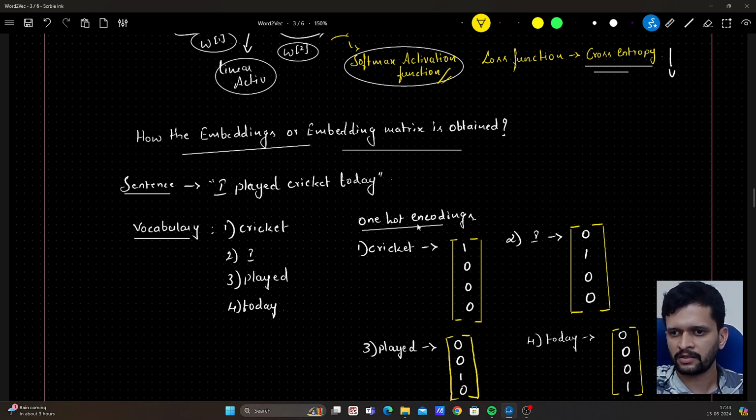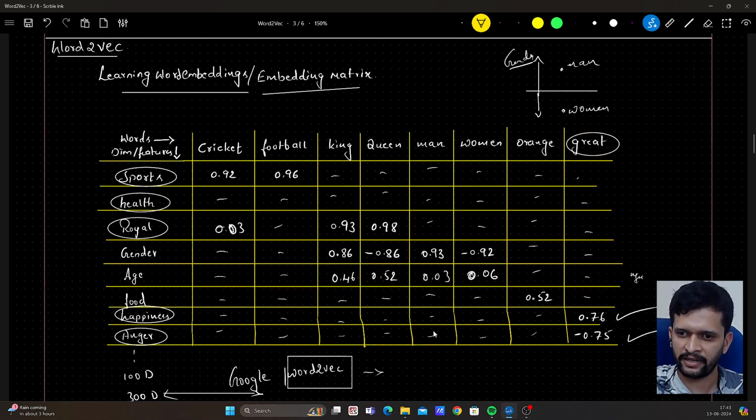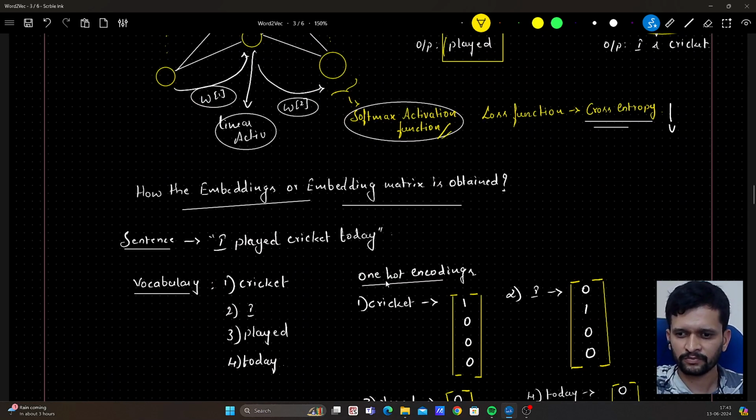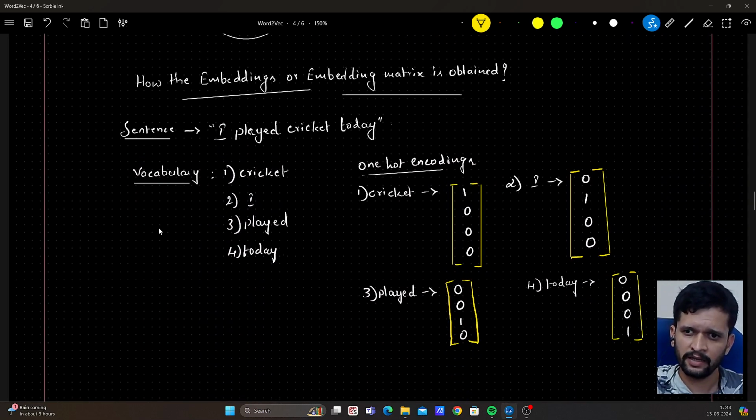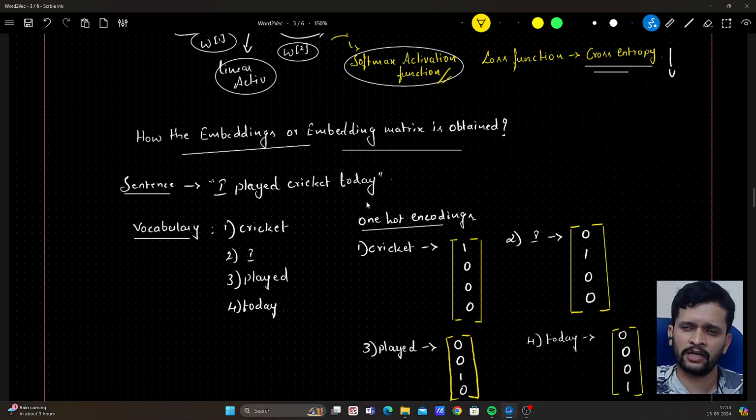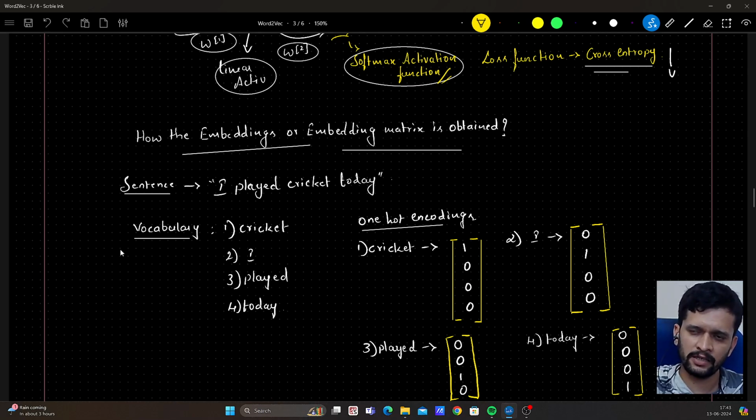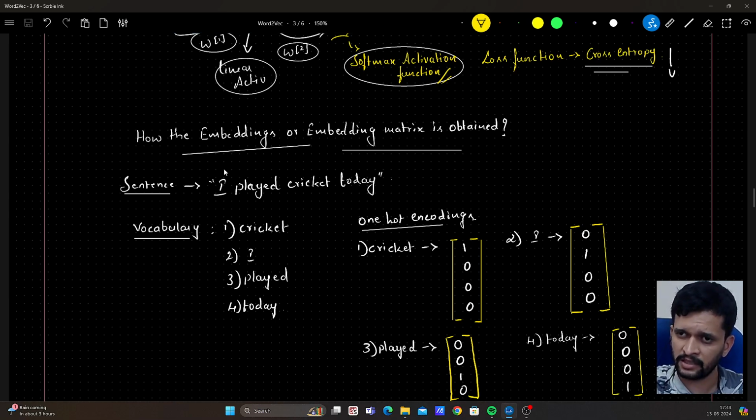I am just telling here how we are learning this matrix, how we are arriving at these numbers. To understand that, let's again take the same sentence, I played cricket today. This is the corpus. This is all we have, only one sentence. Out of this, I will construct my vocabulary. The vocabulary will generally be in alphabetical order, so it will be cricket in the first position, I in the second position, played in the third position, today in the fourth position.